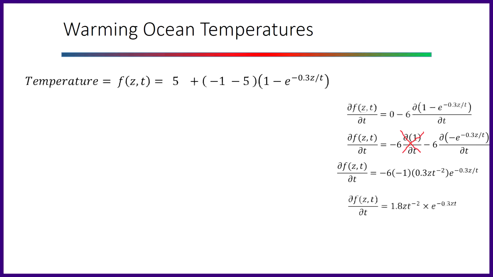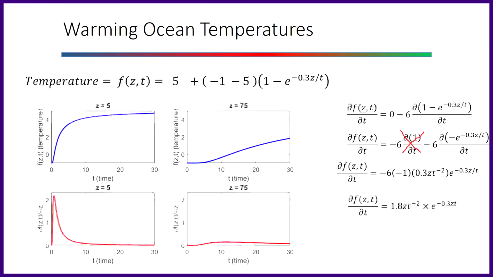Now let's graph it like we did before. The top two plots show f of z comma t in blue as a function of time on the x-axis. The bottom two plots show the partial derivative of f with respect to t in red. This means that they are showing how the rate of change of the temperature varies with time. The plots on the left are for a depth of 5 meters. The plots on the right are for a depth of 75 meters.